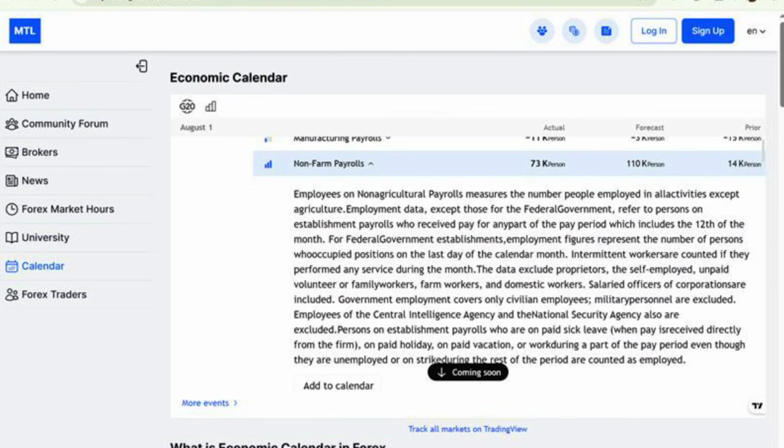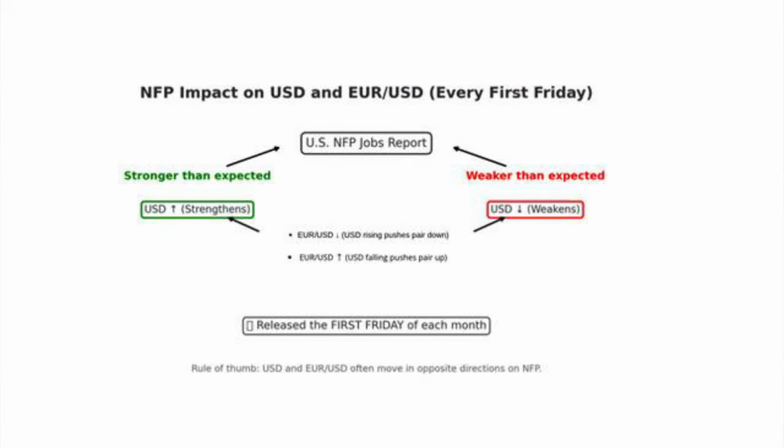That is why traders need to keep an eye on the economic calendar. For example, on the first Friday of every month, the US releases the NFP job report. If the report is higher than expected, the US dollar strengthens, and if it is weaker, the US dollar weakens. For pairs like Euro USD, a strong NFP report can push price down since the dollar is gaining strength. And if the NFP report is weak, that report can push price up because the dollar will lose its value.